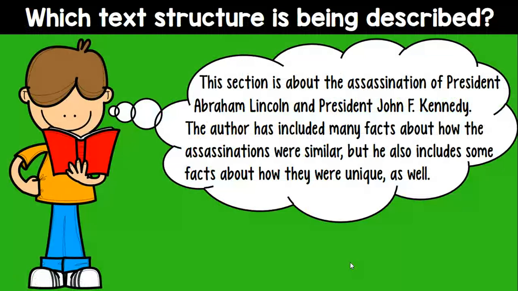So let's see if we can determine the text structure being used. This section is about the assassination of President Abraham Lincoln and President John F. Kennedy. The author has included many facts about how the assassinations were similar, but he also includes some facts about how they were unique as well. They're talking about being similar and unique, which is a synonym for different, and similar is a synonym for same. So I think this is compare and contrast because they're talking about how they are the same and also how they are different.